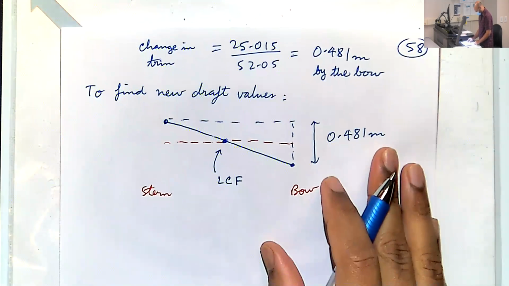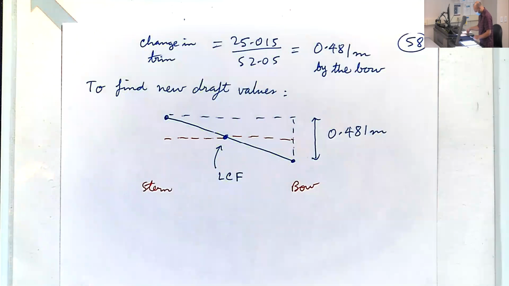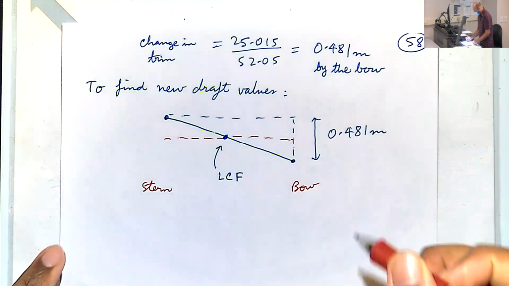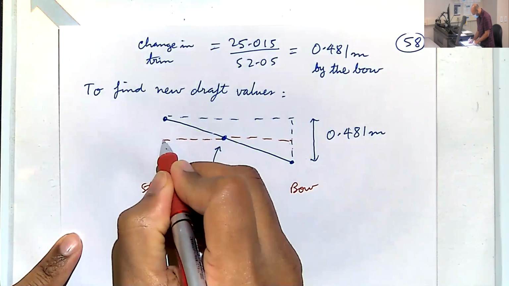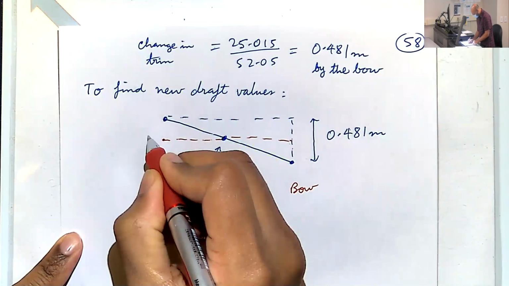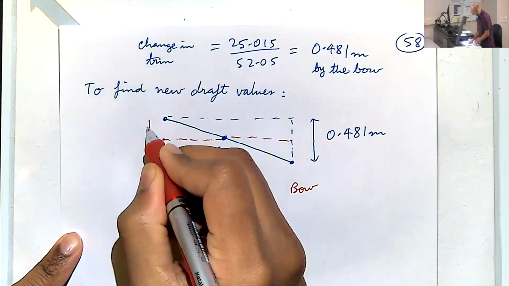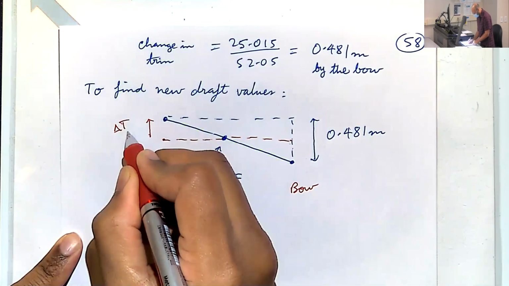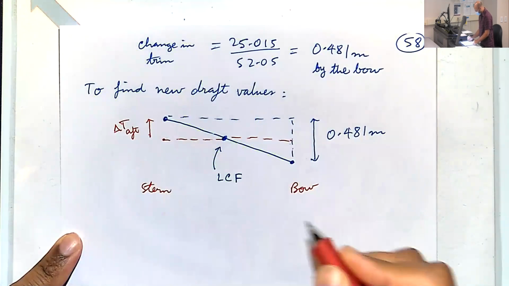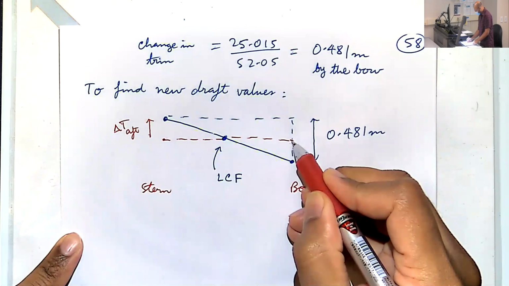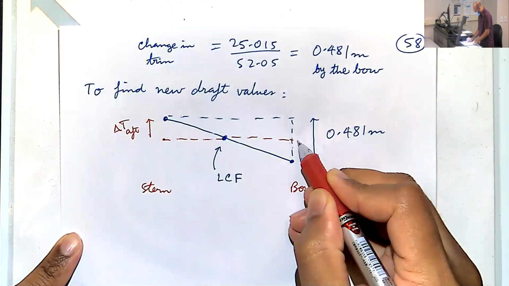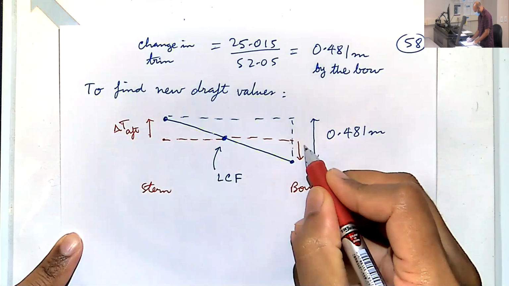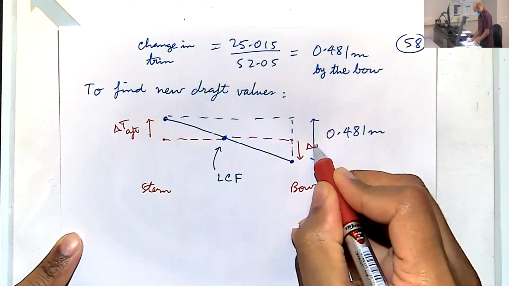Now, we don't just want the trim value. We want, okay, initially the draft was here. How much did it move up by? So we call that delta T aft. The initial forward draft was here. How much did it move down by? We call this delta T forward.